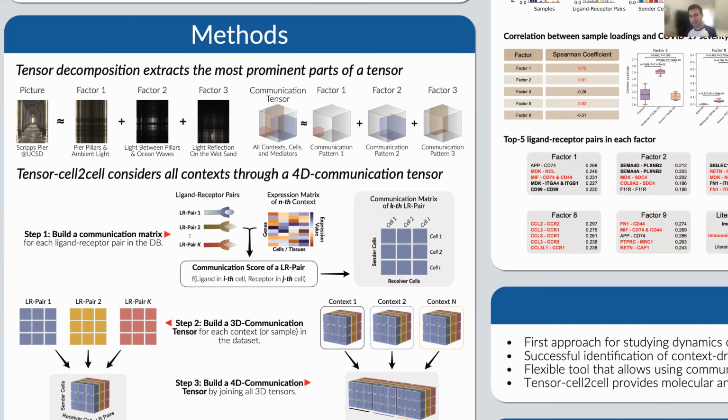Following this idea, when studying cell communication, we can arrange all the inferred information for each of the contexts, put them together into a tensor, and try to identify the most important parts of this communication, summarizing multiple cells and ligand receptor pairs that could be used depending on the context where they are occurring.